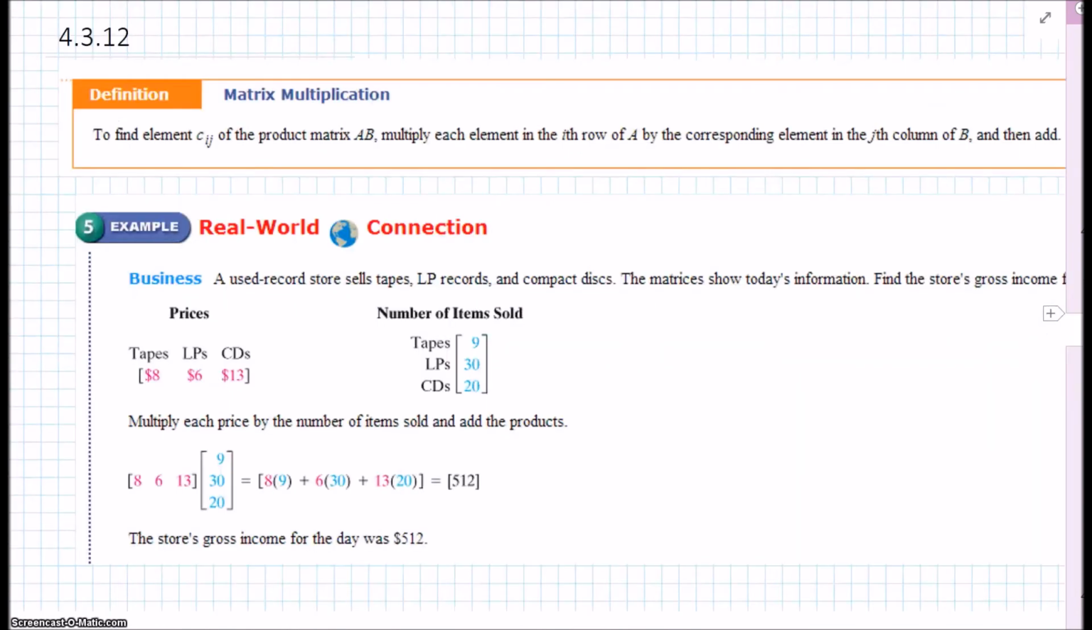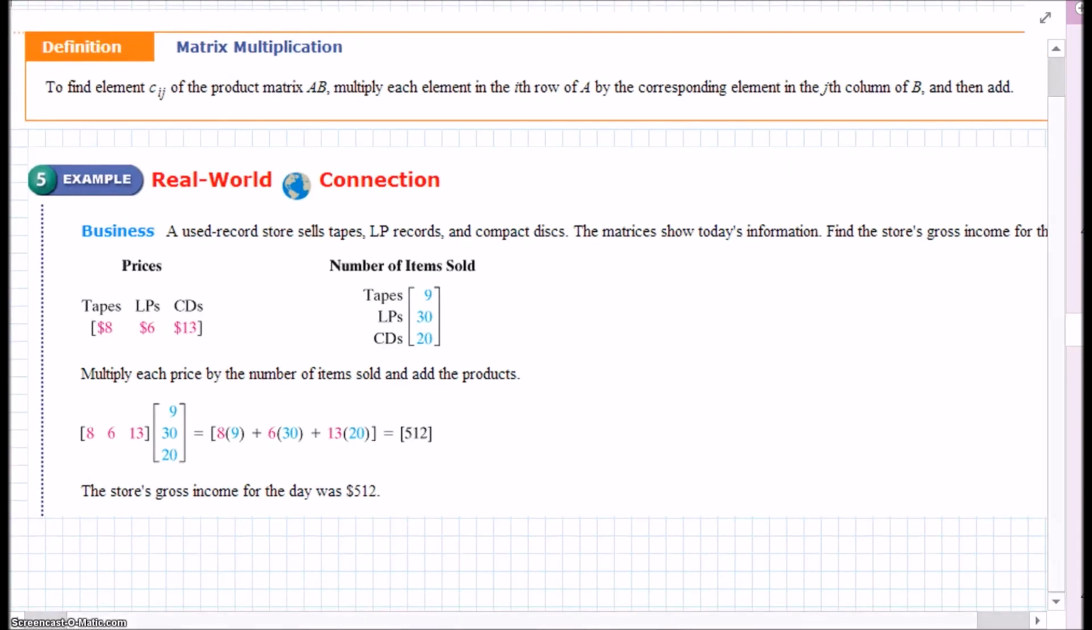Okay, moving on to the next example. To find the elements Cij of a product matrix AB, multiply each element of the ith row of A by the corresponding element of the jth column, and then add.